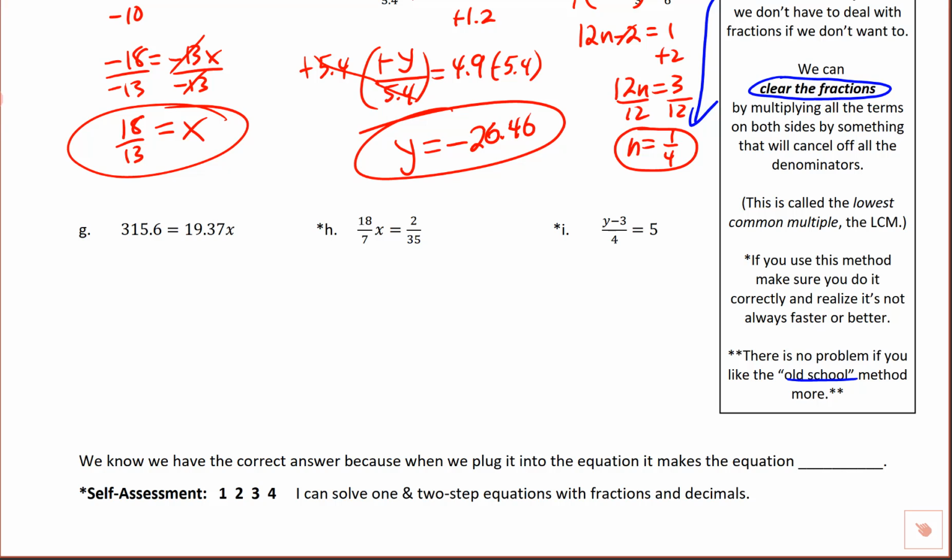Okay, so let's go back here and take a look at this one right here. One-step equation, look at this nastiness here.